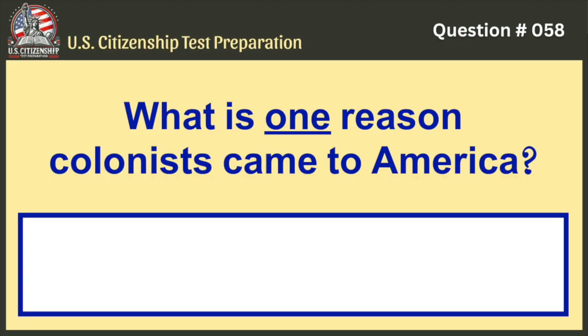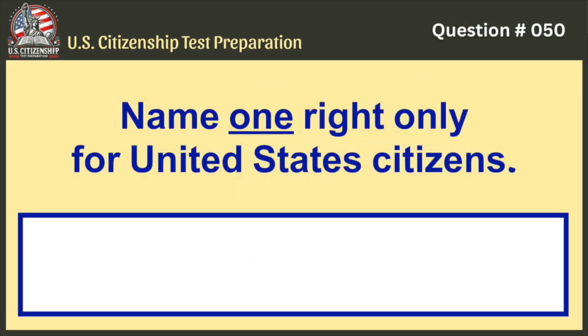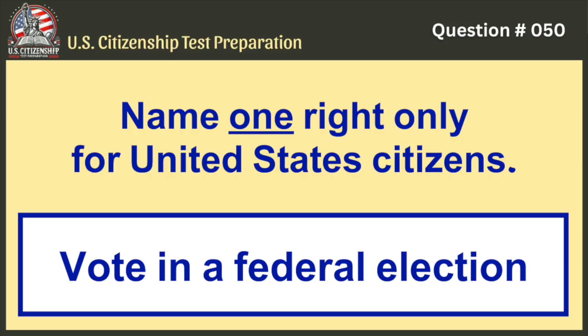What is one reason colonists came to America? Freedom. Name one war fought by the United States in the 1800s. Civil War. Name one right only for United States citizens. Vote in a federal election.